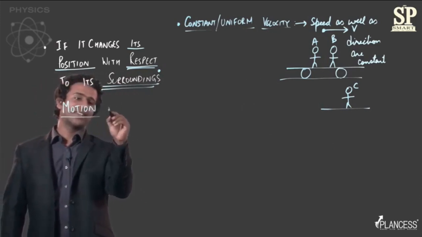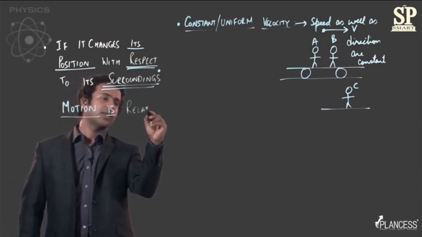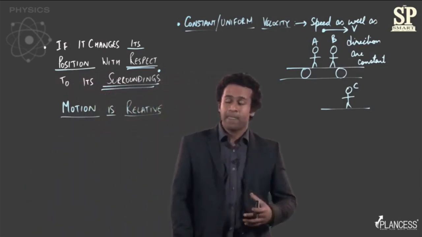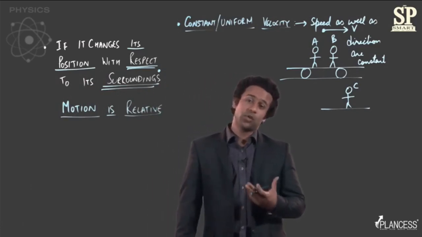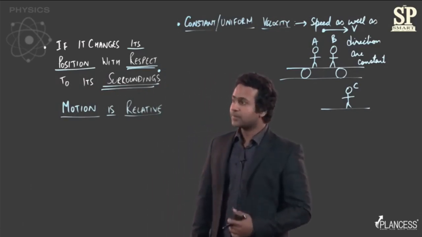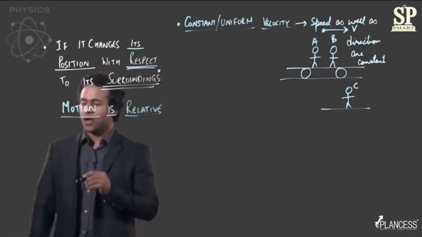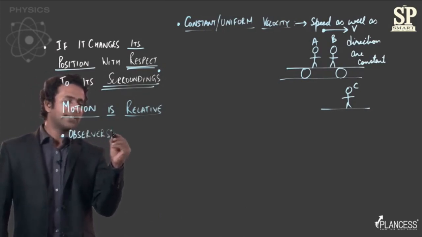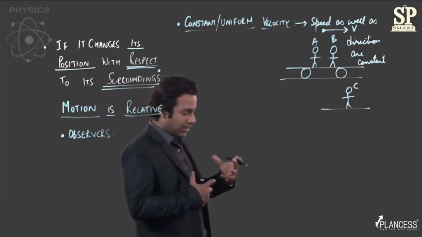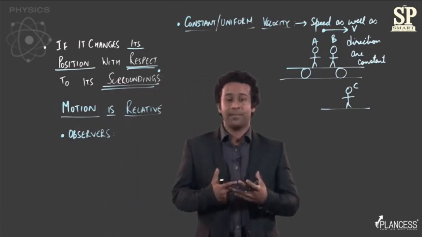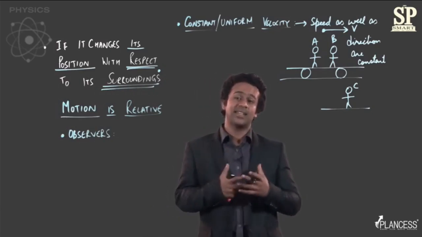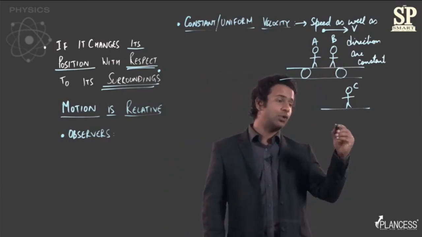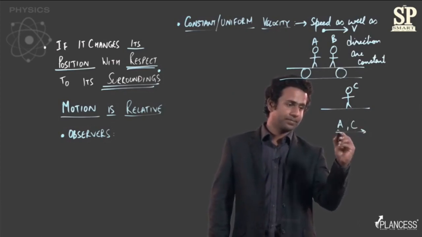So, motion is relative, which means that depending on who is observing a particular object, that object could be in motion or it could be at rest. Right. So this gives rise to the idea of observers. Observers are the person or a frame with respect to whom we are analyzing an object. For example, in this case, while we are analyzing B, we have two observers, A and C.